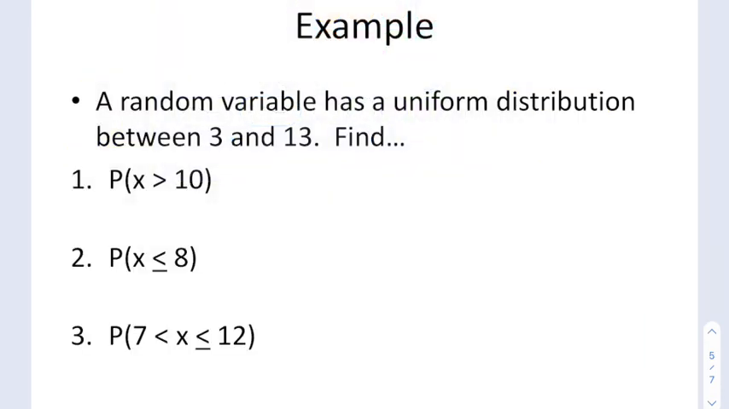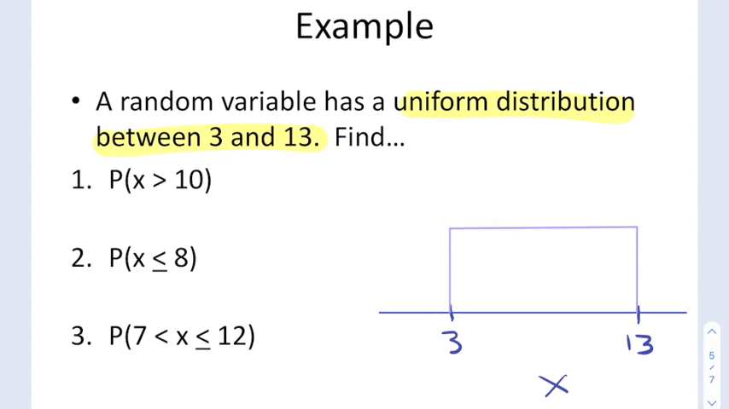We're told that we have a uniform distribution from 3 to 13. We're going to draw an x-axis from 3 to 13. This represents the range of values that our random variable could be. Now, when you know it's a uniform distribution, you know it's going to have a rectangular shape. So we'll start off by drawing that. Now, what we don't know right away is the y-axis and specifically how tall this graph is. This y-axis represents the probability of x.